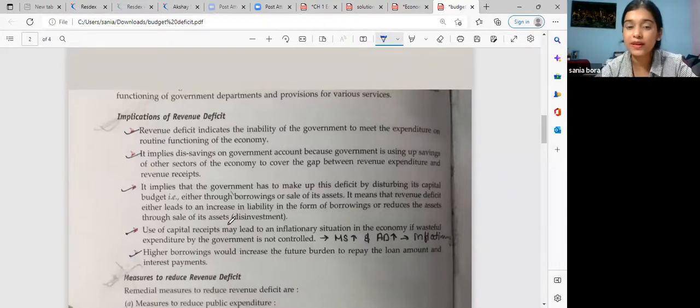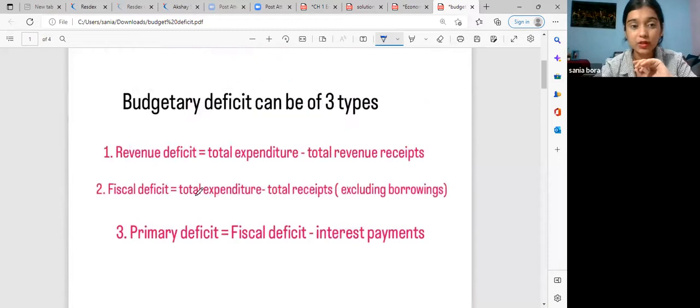So these were the implications. For each of them, we'll be doing three things. First, definition. Second, implication. And third, suggestive measure. So we were done with revenue deficit, the definition, the implications and the suggestive measure. Today we'll start fiscal deficit. But before that, I'll give you a recap.